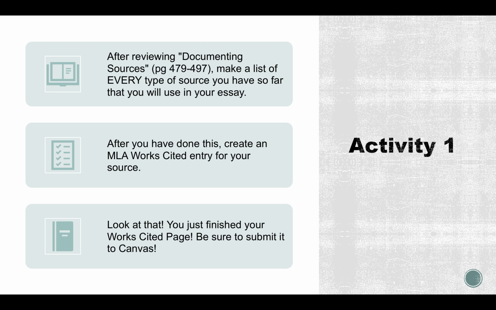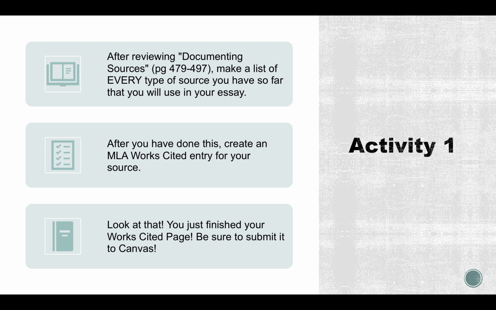So let's start at the beginning and talk about activity 1 that you'll be doing. You're going to need to read Documenting Sources in your textbook, pages 479 to 497. This is a list of all the sources, showing you how to cite them, in-text citation, and how to make a works cited page entry. It sounds like a lot of reading, but you're basically going to skim it to find the sources that you'll be using.